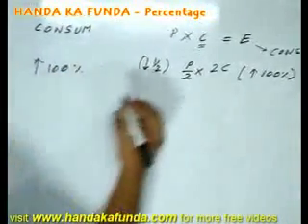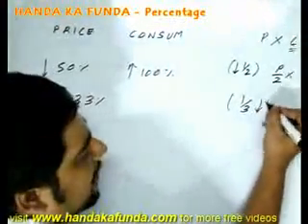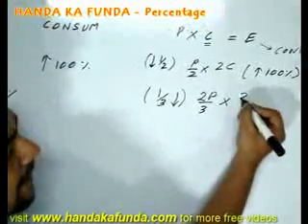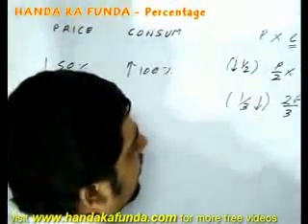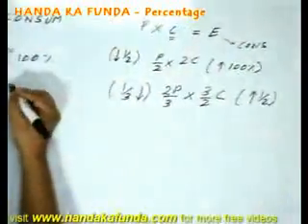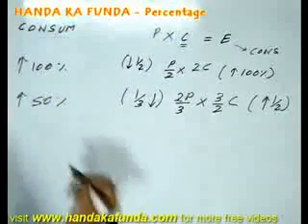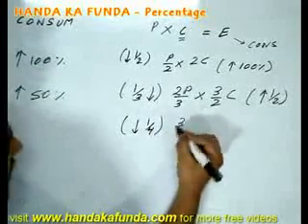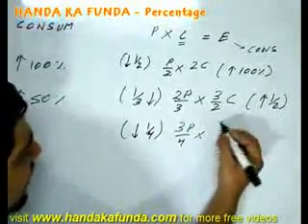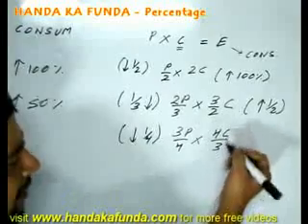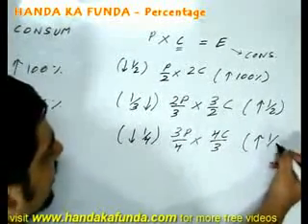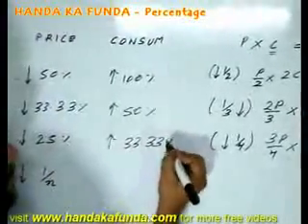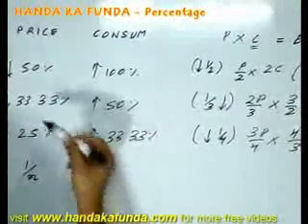If the price falls by 33.33%, that means it falls by 1/3. So my price has now become 2 by 3 of the original. Consumption needs to become 3 by 2 of the original, or it needs to increase by half, or by 50%. If it falls by 25% or 1/4, it becomes 3P by 4. In that case, consumption will become 4C by 3, or 4 by 3 times the original, which is an increase of 1/3 or an increase of 33.33%. I hope you get the drift by now.